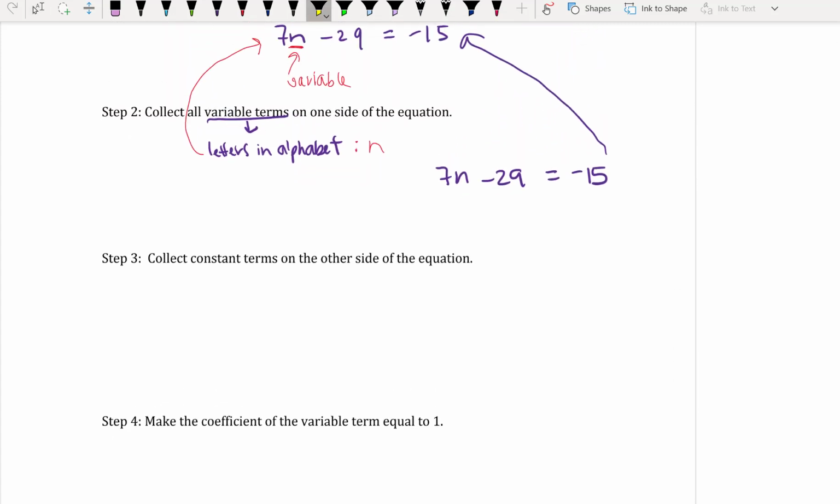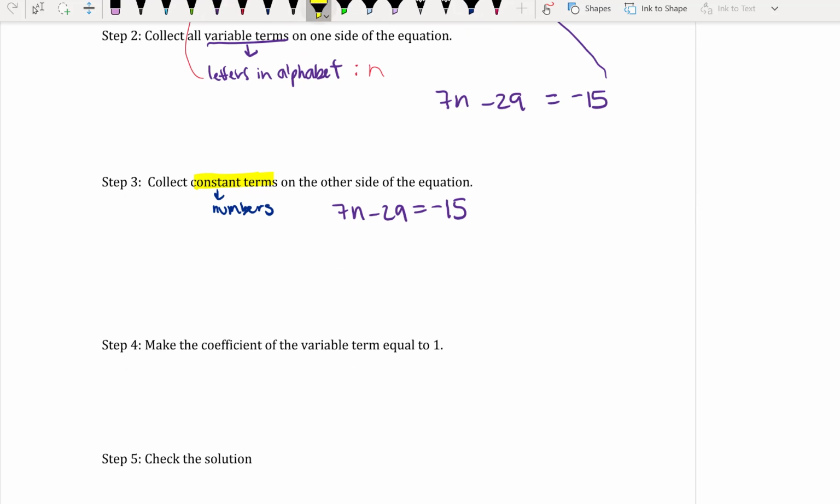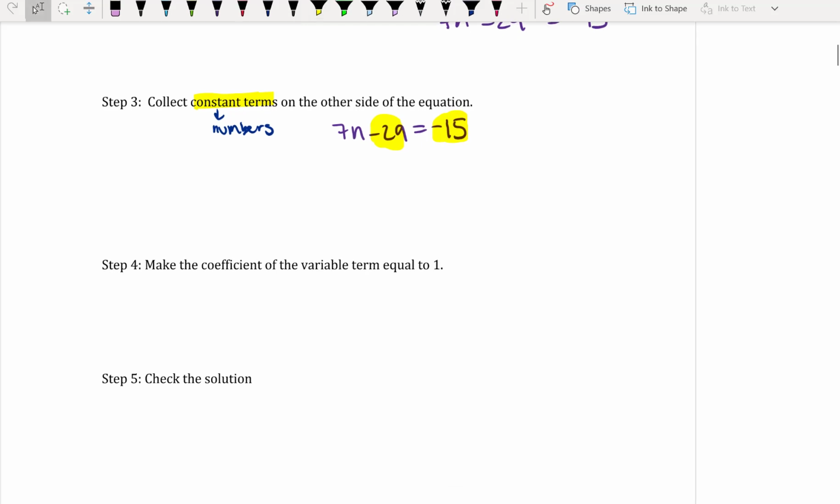So for step number 3, it says collect all the constant terms. So if I'm thinking about all the constant terms, well, that would be all the numbers. So for my equation above, I have 7n minus 29 is equal to negative 15. So the constant numbers here would be negative 29 and negative 15. So I'm going to have to move one of them to combine it.